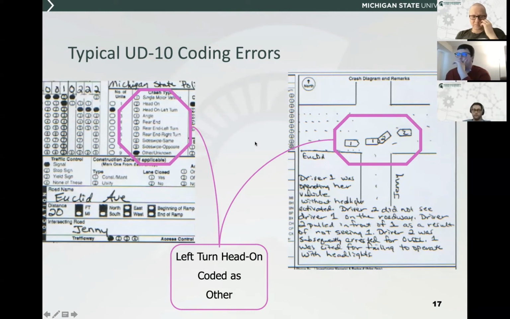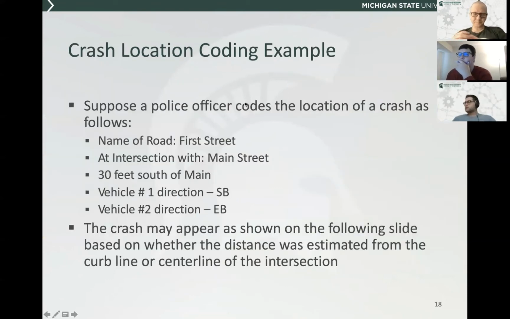Additional cases here. So occasionally they'll code a crash type as other. Now, typically we would reserve that for cases where the maneuvers are unknown or just very unusual in nature. And that's something that there's not really a good audit process built in currently to try to check those types of issues. But here's just an example that demonstrates this. So let's assume we've got a crash that's occurring at First and Main, and we're given that one vehicle is headed southbound, one's headed eastbound, and we're given that the crash has occurred 30 feet south of Main Street.